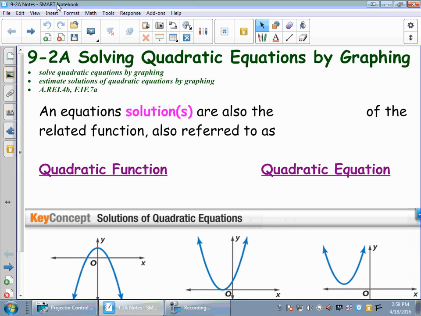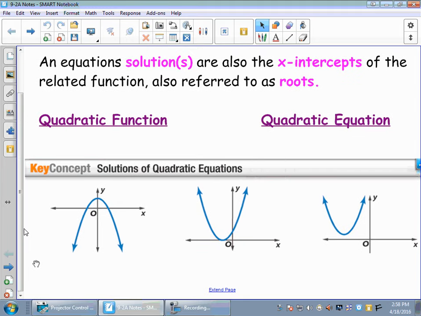In equations, solutions are also the x-intercepts of the related function. Sometimes we refer to them as the roots. So solutions, x-intercepts, and roots all mean the same thing.